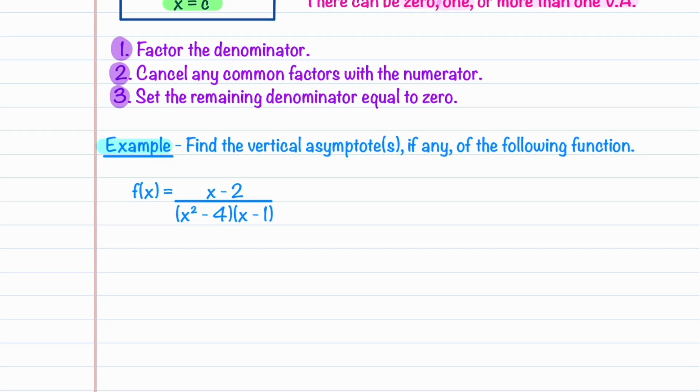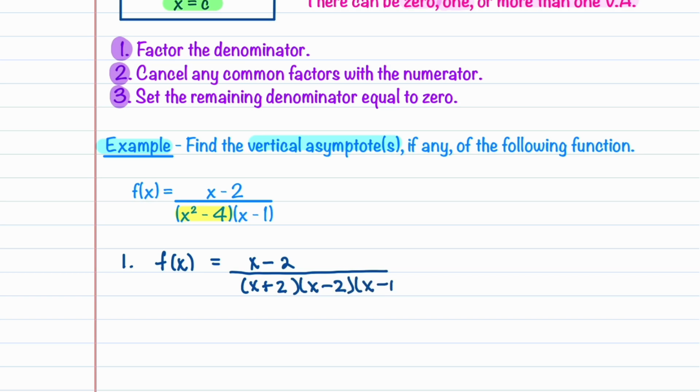In this example, we are going to find the vertical asymptote or asymptotes, if any, of the following function. Let's walk through the steps that we've outlined above. The first step is we have to factor the denominator. Sometimes it's already factored and then sometimes it isn't. In this example, it is not factored, so we'll start by factoring it. Our f of x is equal to x minus 2, and then we divide that by x squared minus 4. This is the part that can be factored. We can factor this as x plus 2 and x minus 2 times x minus 1.